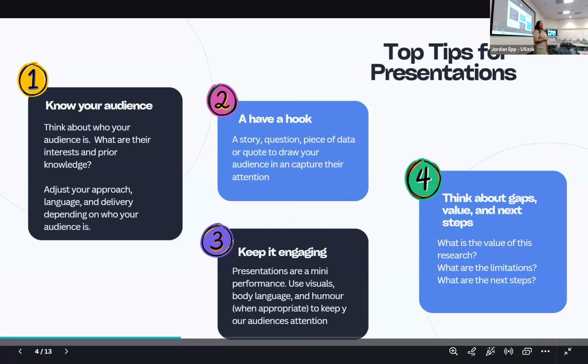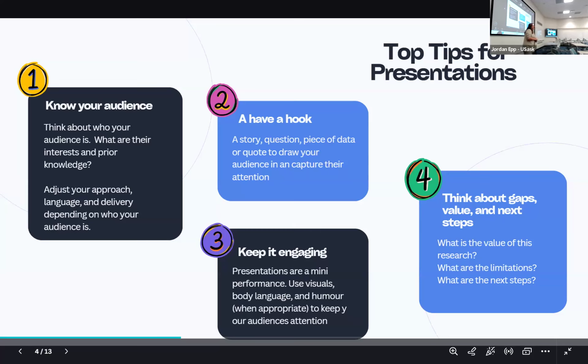So the first one that we talked a little bit about with Jordan was knowing your audience. So think about who your audience is, what their interests are, and what their prior knowledge is, right? So their interests are, okay, am I just here to learn? Am I here to judge? Am I here to hire someone? Am I a grade 5 student? Right? So you're going to have to adjust your approach for who that audience is.